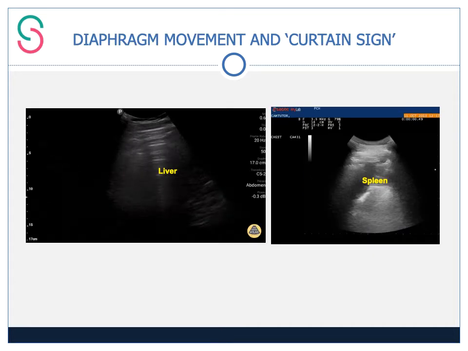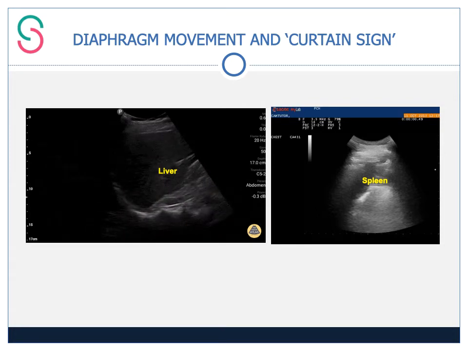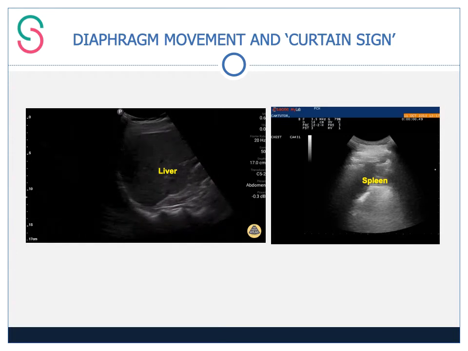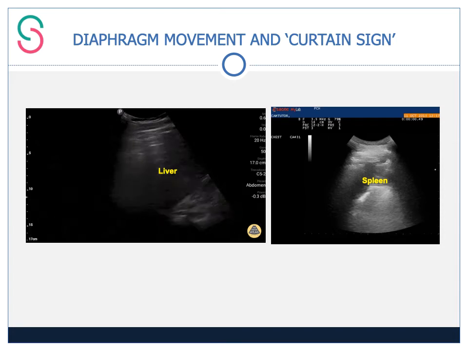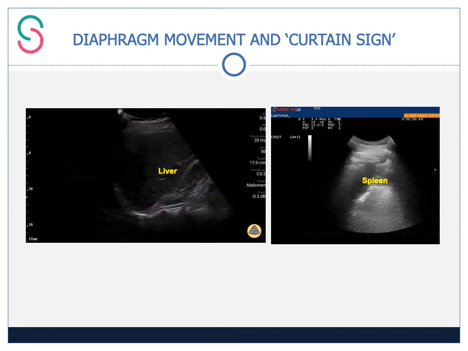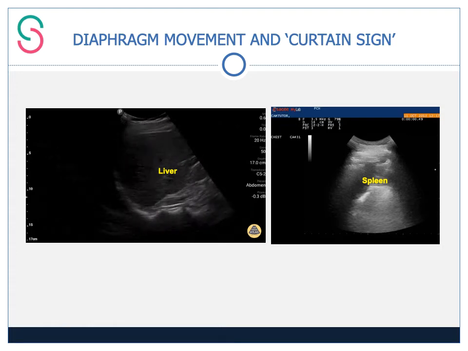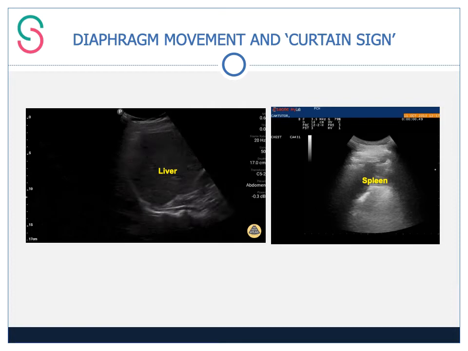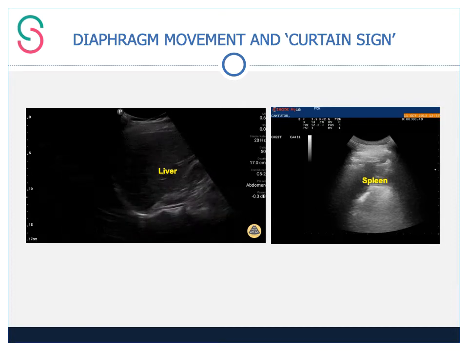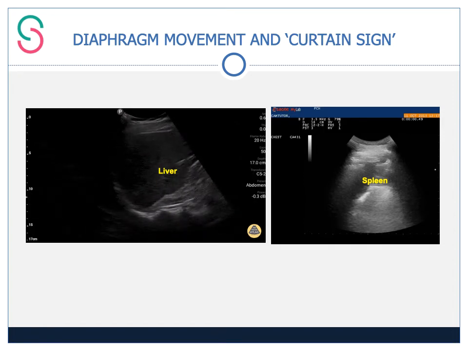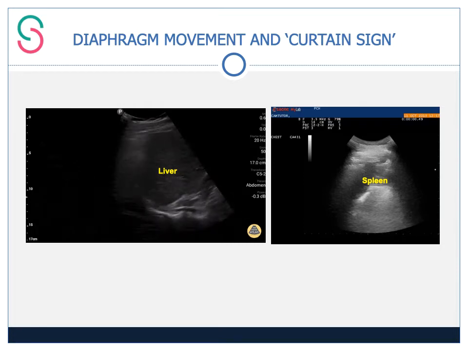Ultrasound, of course, is also used to identify diaphragm movement and can be extremely useful for diagnosing diaphragm paralysis in patients presenting with breathlessness or respiratory failure. And we look for something called the curtain sign, where when the patient breathes in, the lung moves across like a curtain being drawn and obscures the image. So on the left side you can see the diaphragm as this line to the left of the liver, and as the patient breathes in, the diaphragm moves down and the lung obscures the image.